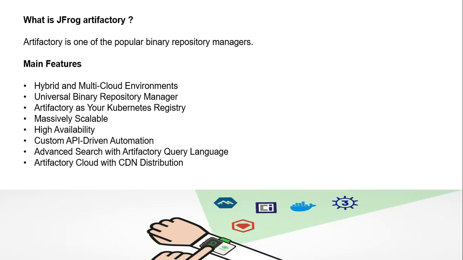Next one is customer API driven automation. Artifactory exposes the REST API that provides access to the features anywhere in the deployment cycle. Next one is advanced search with Artifactory Query Language. It offers a simple way of formulating complex queries for a number of searches, including categories, filters, and sorting options.